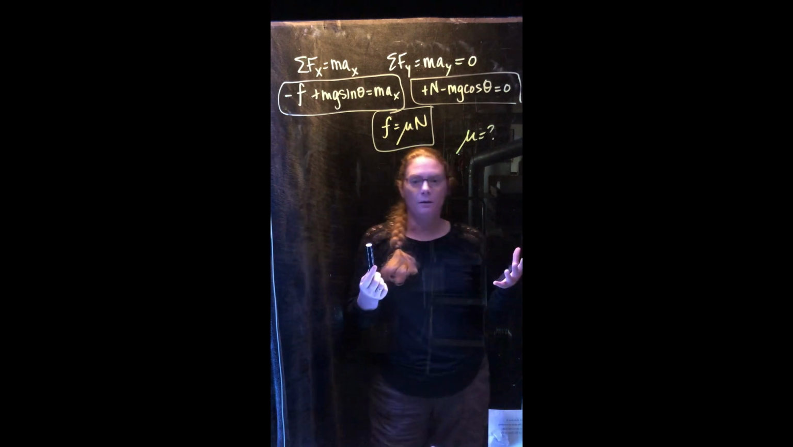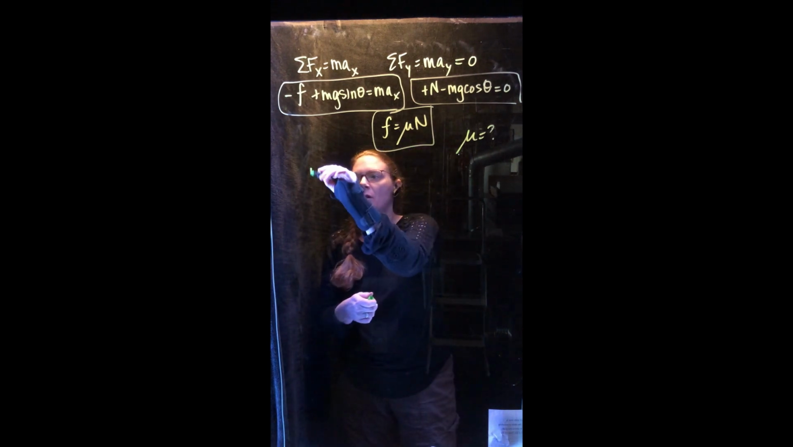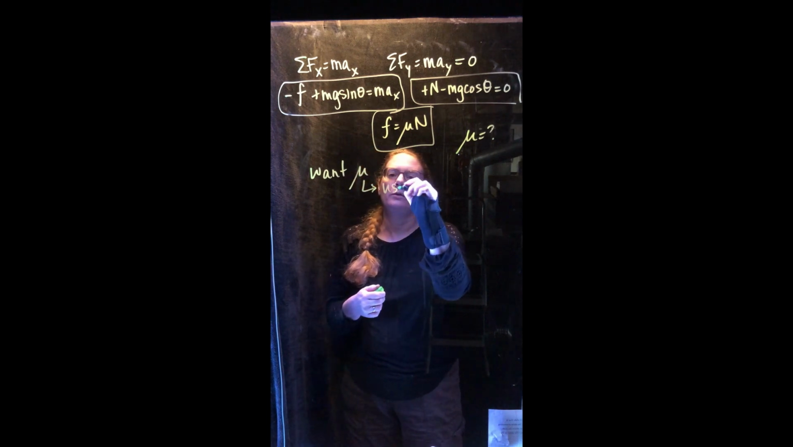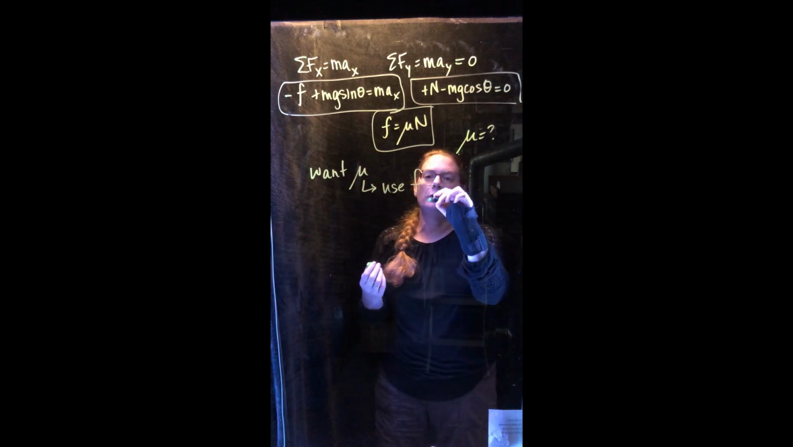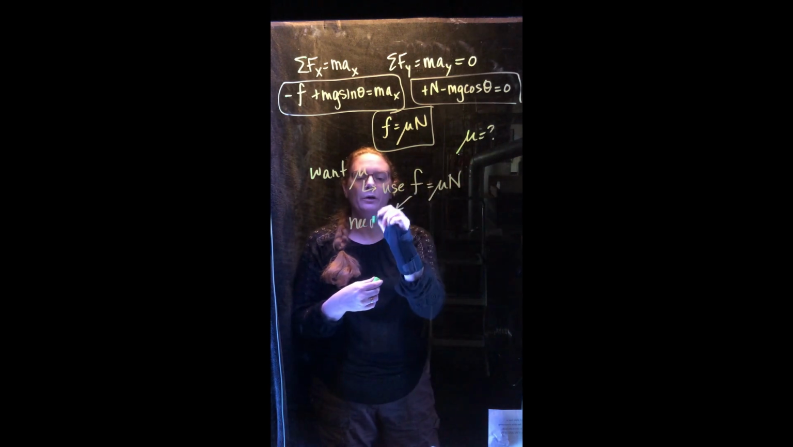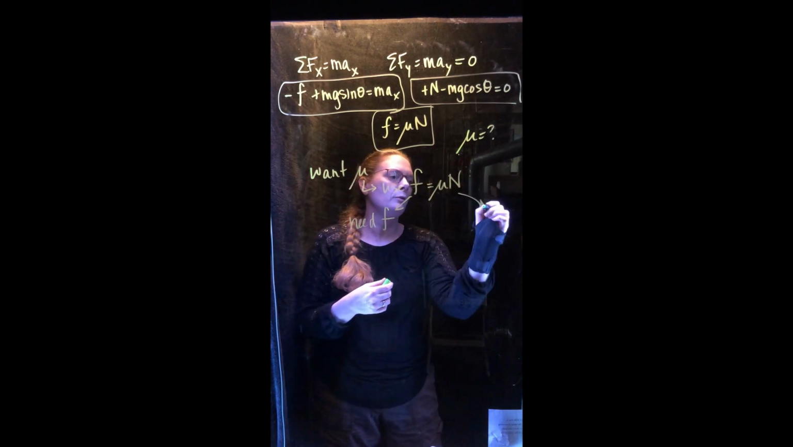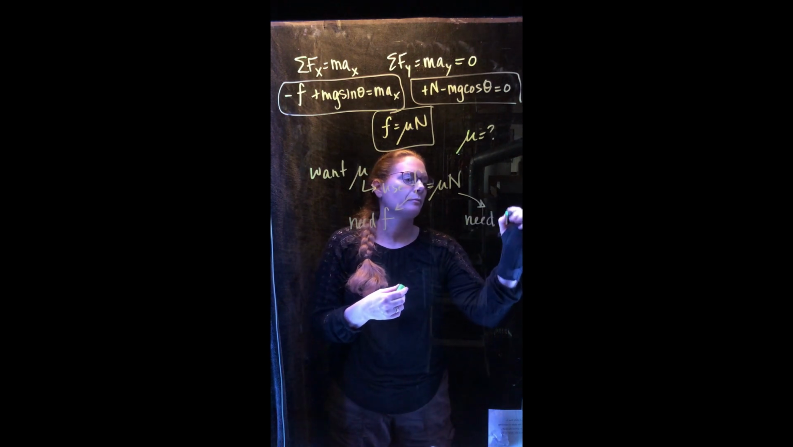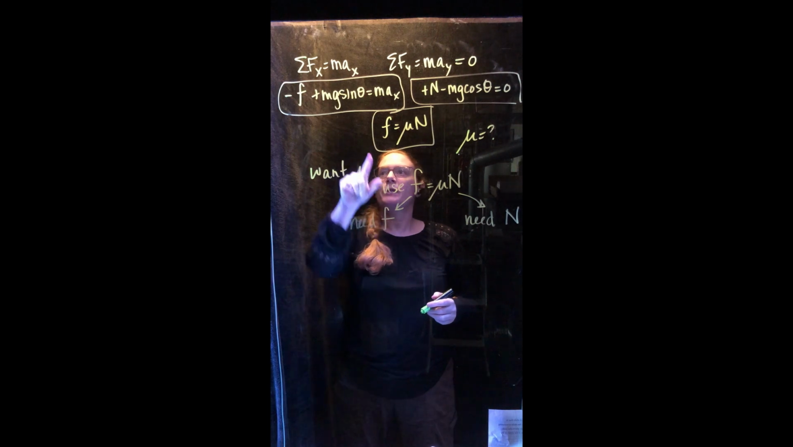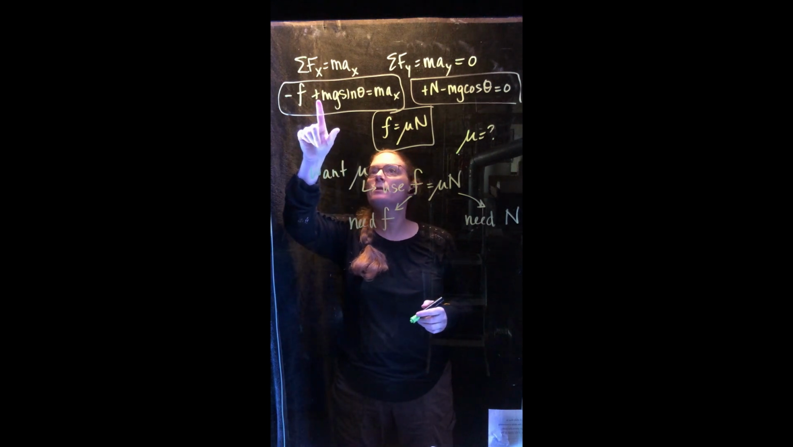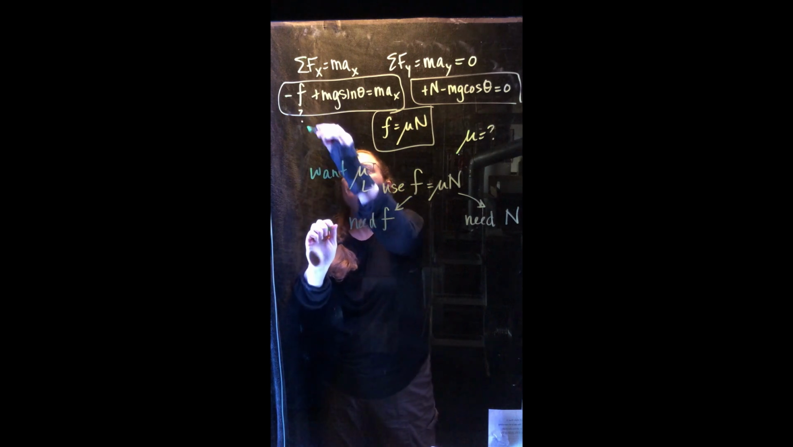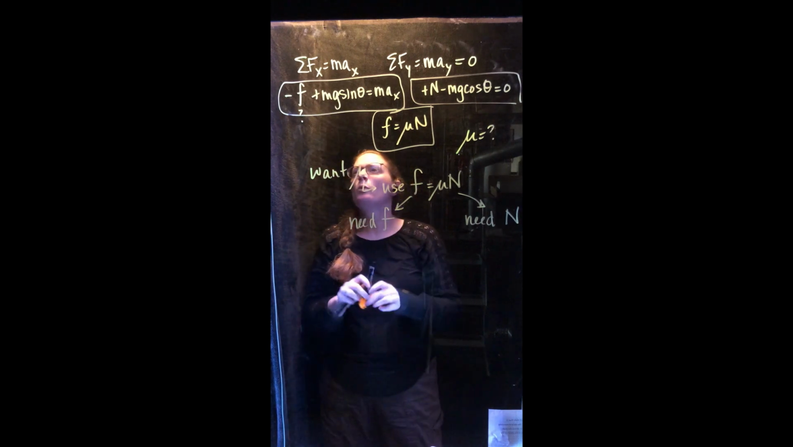Well, the only equation we have is this one. So we want mu. Okay, so the only equation we can use is friction equals mu times the normal, which means we need the friction force and we need the normal force. Can we get those two? Okay, we need the friction force. Let's see about this one. We want the friction force. Let me get a different color. We want the friction force.